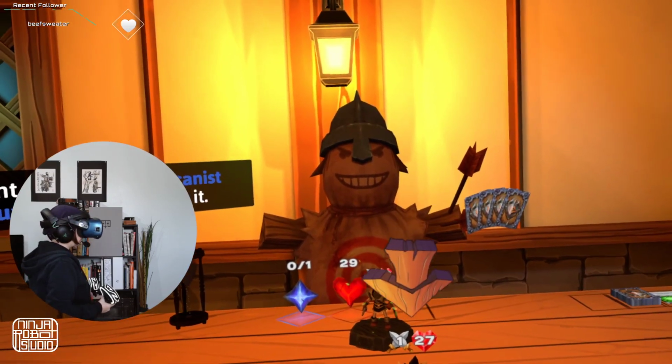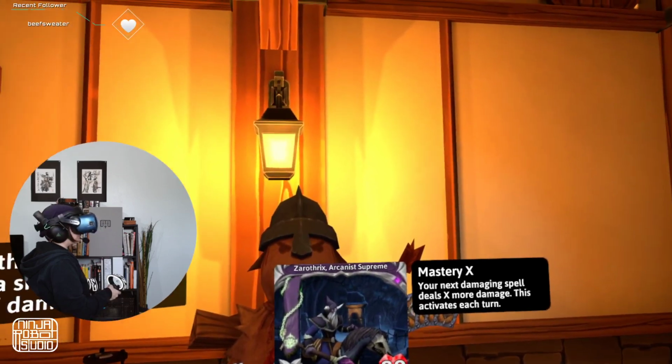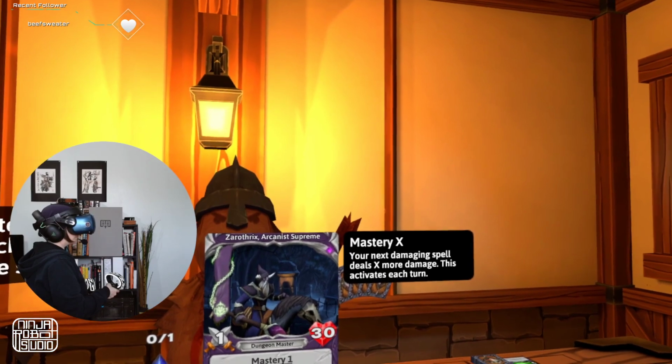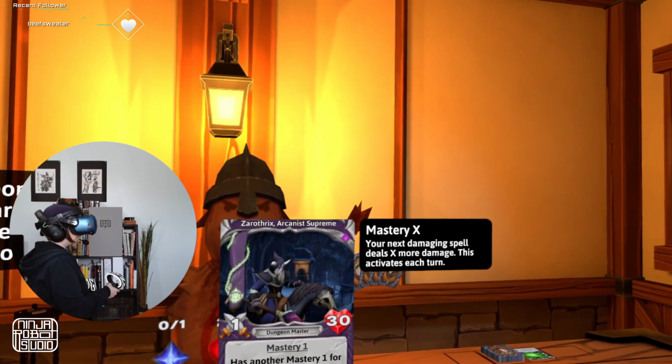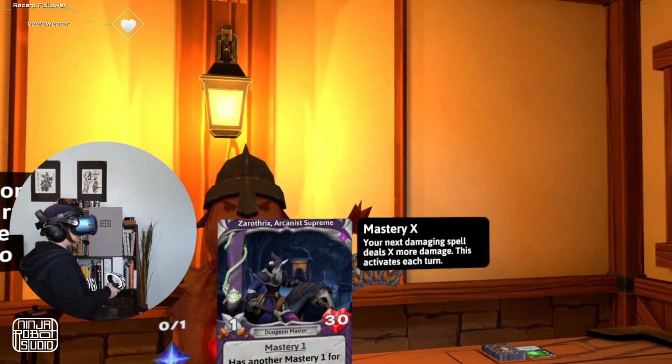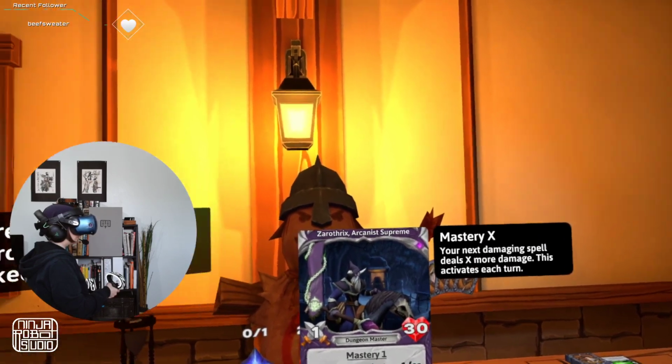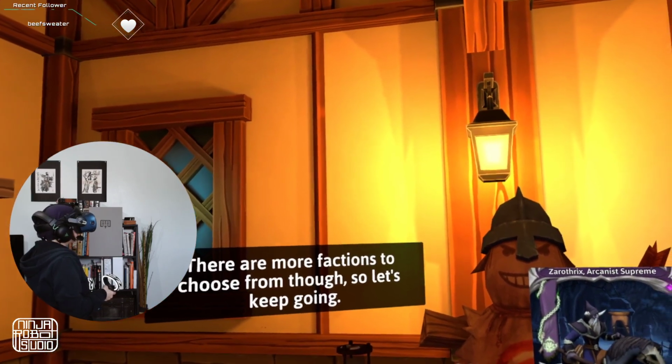Point at Zerothrix Arcanist Supreme. Zerothrix has the Mastery ability. He would be a smart choice in a deck full of damage spells. Overall, the Dungeon Master faction is easy to learn and well balanced, with a variety of spells and creatures to choose from. There are more factions to choose from though, so let's keep going.